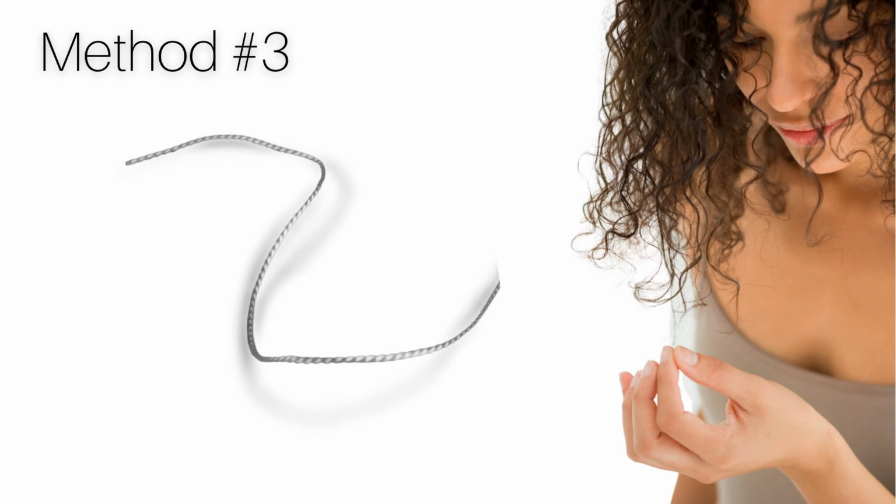Method number 3. You can also compare your strands to a piece of sewing thread. If the strand is finer than the thread, the texture falls under medium or fine. If the strand is similar to the thread, the texture is thick.